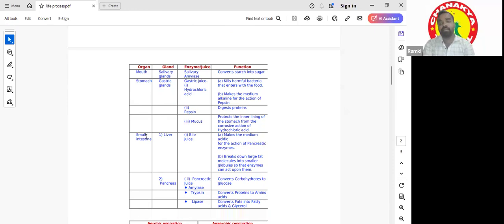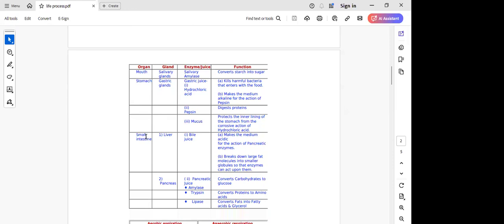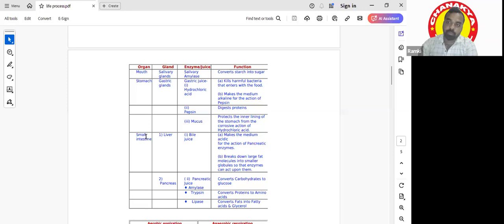What is the shape of the stomach? It is a bag-like structure, J-shaped. How much can it hold? An adult stomach may hold 1.5 kg of food material. It consists of two sphincters: one is the cardiac sphincter and another one is the pyloric sphincter, through which the movement of food is controlled.